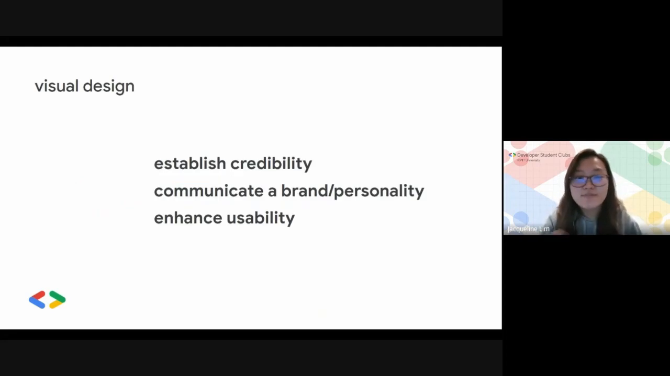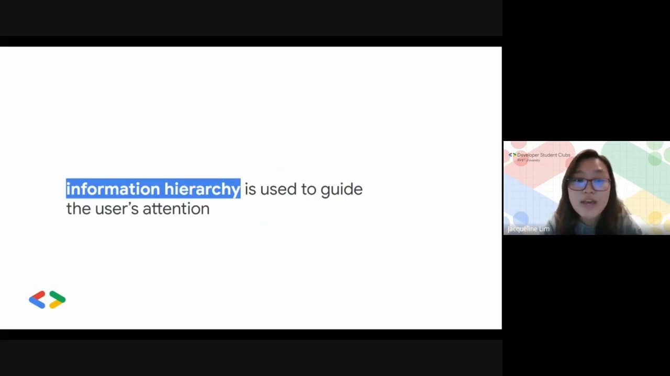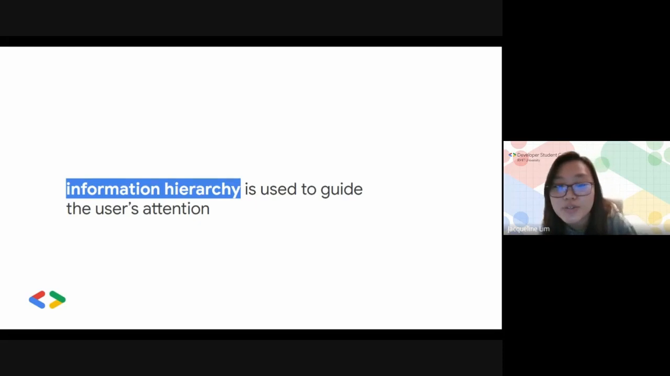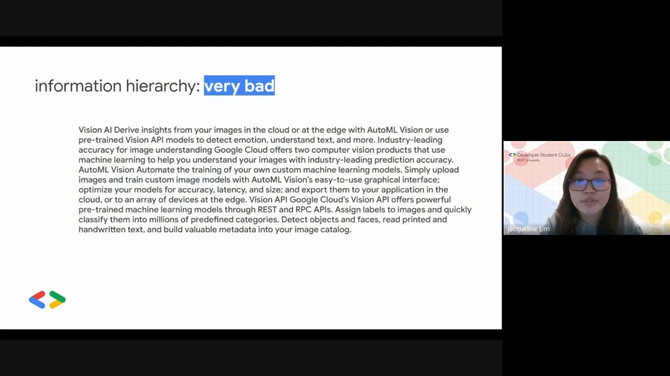In fact, visual design serves three purposes. So, to establish credibility, communicate a brand or personality, and also enhance usability. So now let's talk about a few concepts in visual design. First we have information hierarchy. Information hierarchy is used to guide the user's attention. So let's have an example.